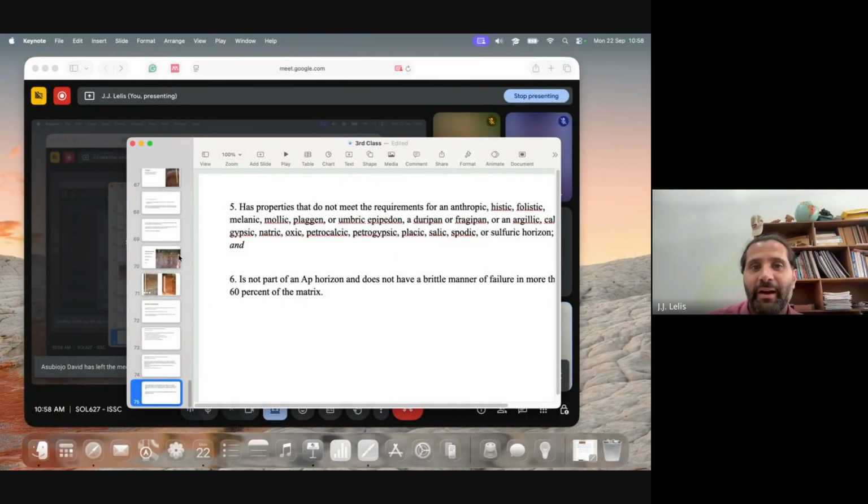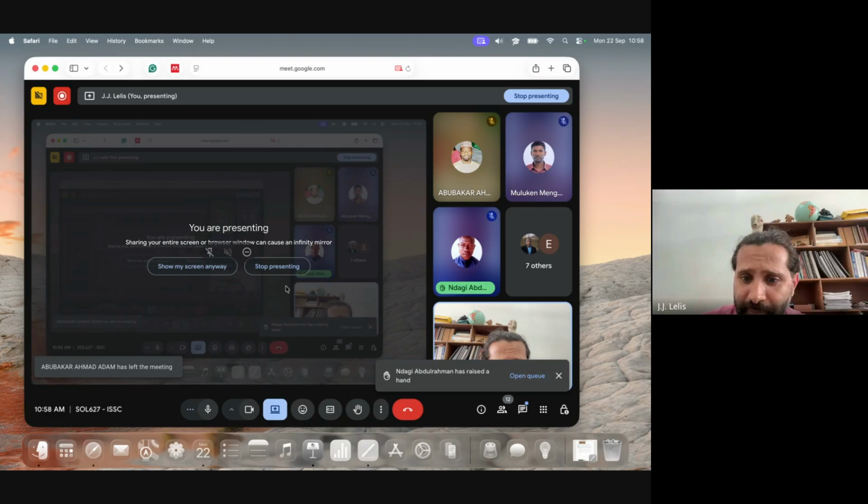Guys, these are the diagnostic horizons for the soil taxonomy. Okay, now I can see a hand. Naji, do you want to ask something?